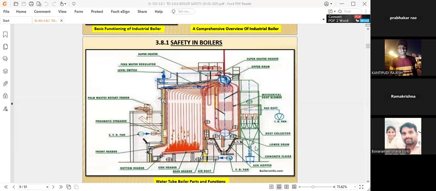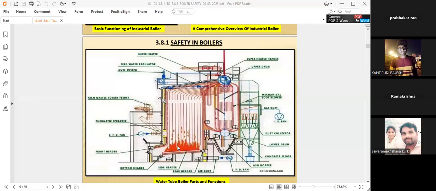These two are very important and must be taken care of in a balanced way. If the ID fan draft is too high, the flue gas does not contact all the tubes. It goes through without contacting, or the contact time is less, so you do not get the proper steam temperature. That's why the ID fan and FD fan drafts are maintained.